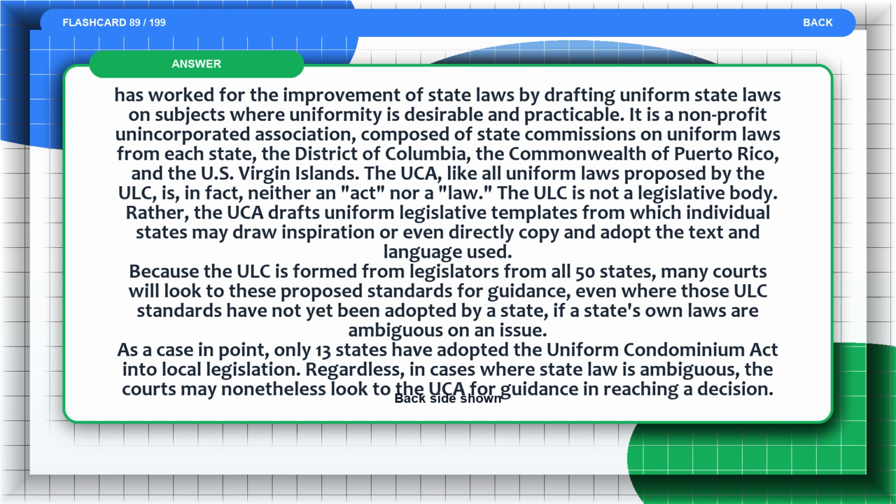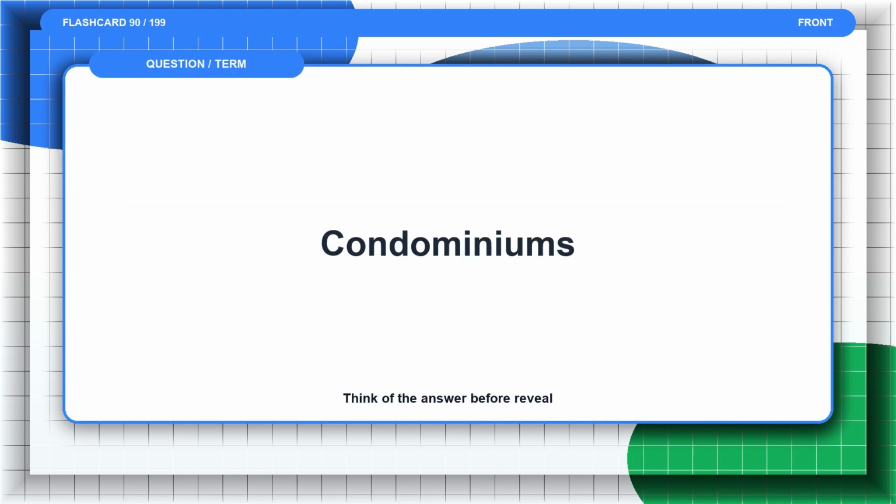Because the ULC is formed from legislators from all 50 states, many courts will look to these proposed standards for guidance, even where those ULC standards have not yet been adopted by a state, if a state's own laws are ambiguous on an issue. As a case in point, only 13 states have adopted the Uniform Condominium Act into local legislation. Regardless, in cases where state law is ambiguous, the courts may nonetheless look to the UCA for guidance in reaching a decision. Flashcard 90.